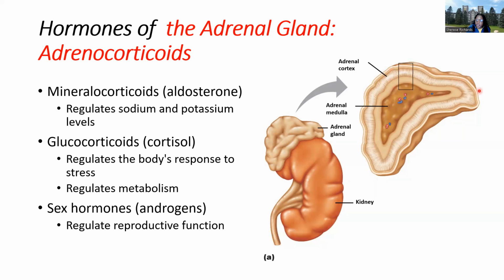The outer part of the gland is the cortex. So it's a lighter staining region of the gland, and that is where we have the adrenocorticoids being secreted. Each layer of the cortex will secrete one of these hormones. So we have the aldosterone layer, the glucocorticoids layer, and then the androgen layers in that order.